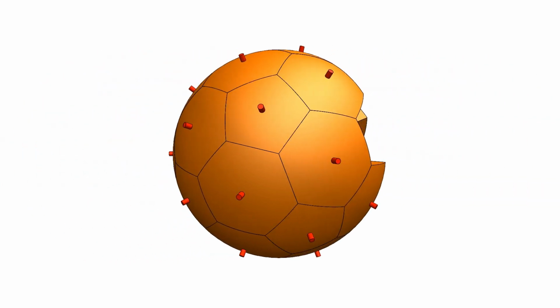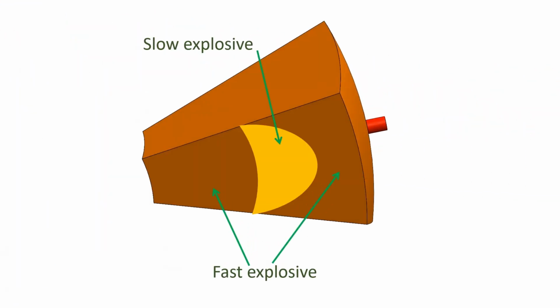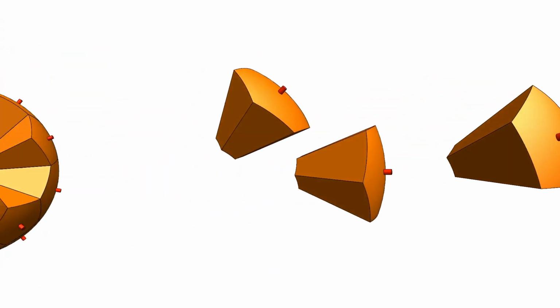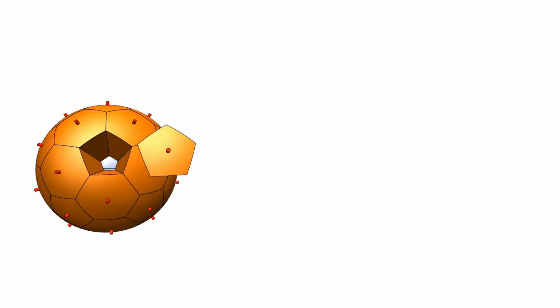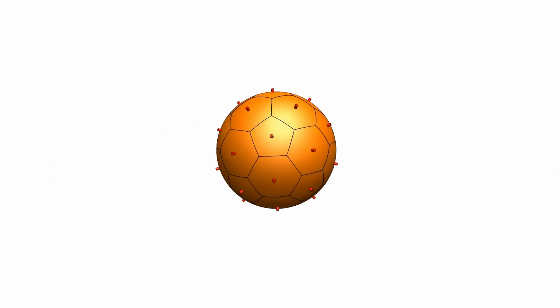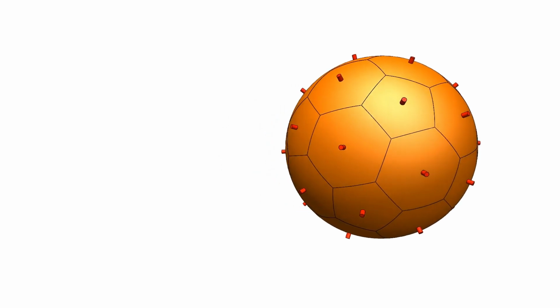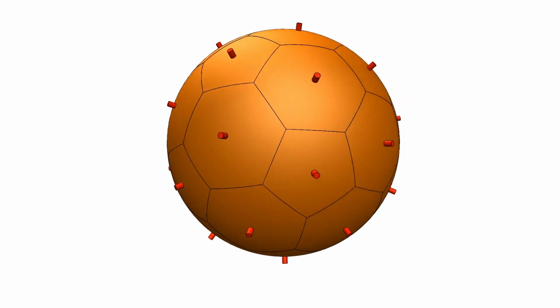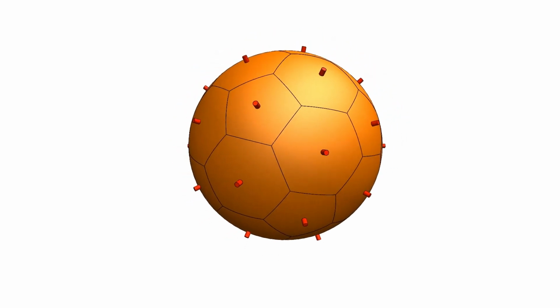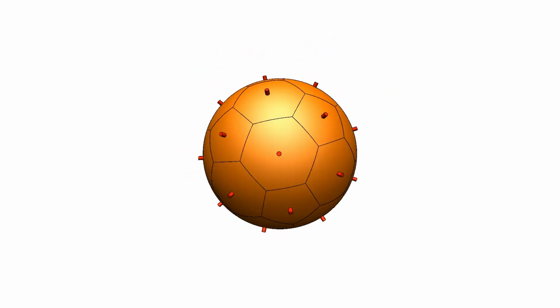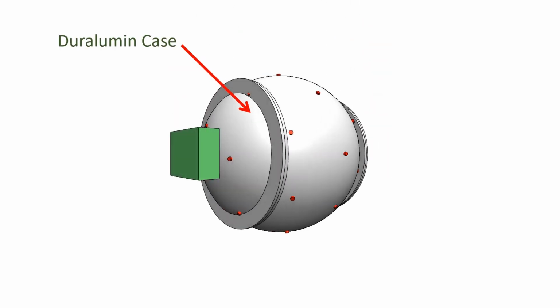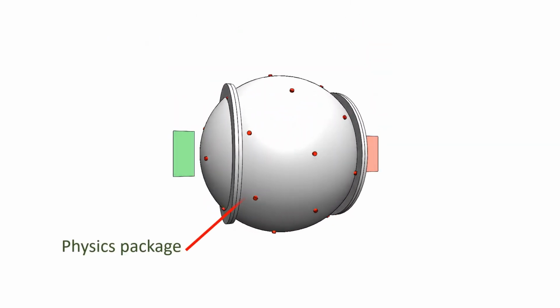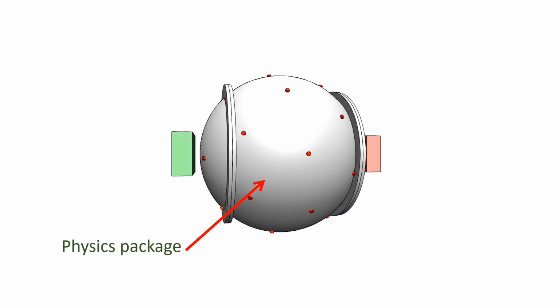Then, it is surrounded by 32 segments of explosive composition. Each segment has a detonator, faster explosive and slower explosive. This symmetrical arrangement of 32 segments is called a truncated icosahedron. This shape is commonly found in soccer ball designs. Then, it is encased in a duralium encasing. This assembly is called a physics package.